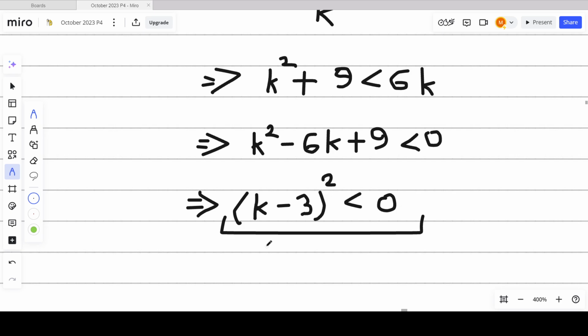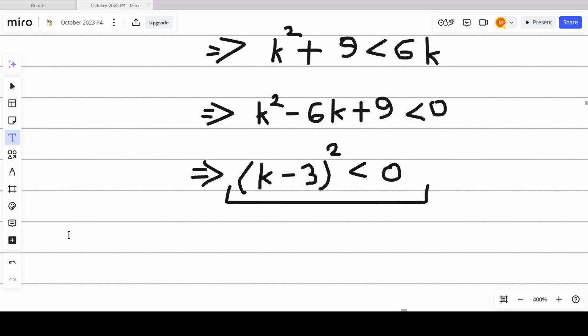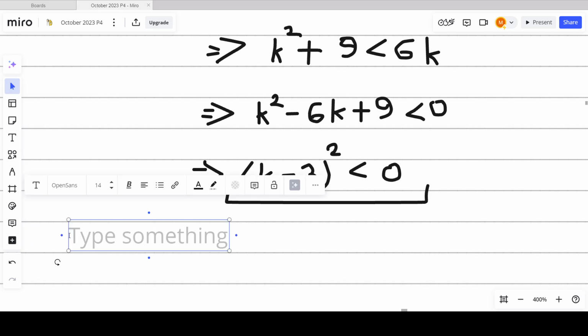It doesn't make sense, right? So that is basically the contradiction. What does it contradict? It contradicts our assumption. So you have to write the conclusion here. It was k minus 3 whole squared, right? Let me write it down.